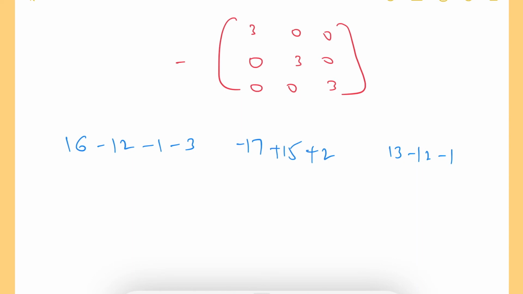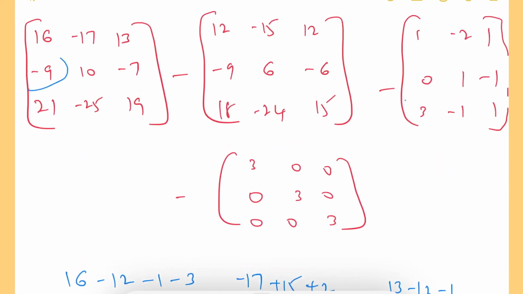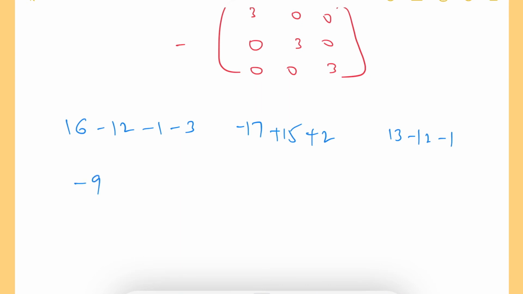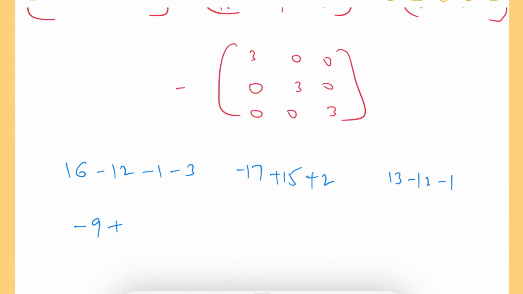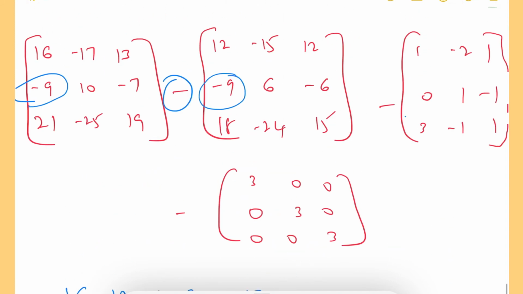Now let's move to the second row. Minus 9, minus of minus 9, minus 0, minus 0. These zeros don't have any value, so I don't bother about these zeros now. So simply we will get minus 9, minus of minus 9, plus 9.